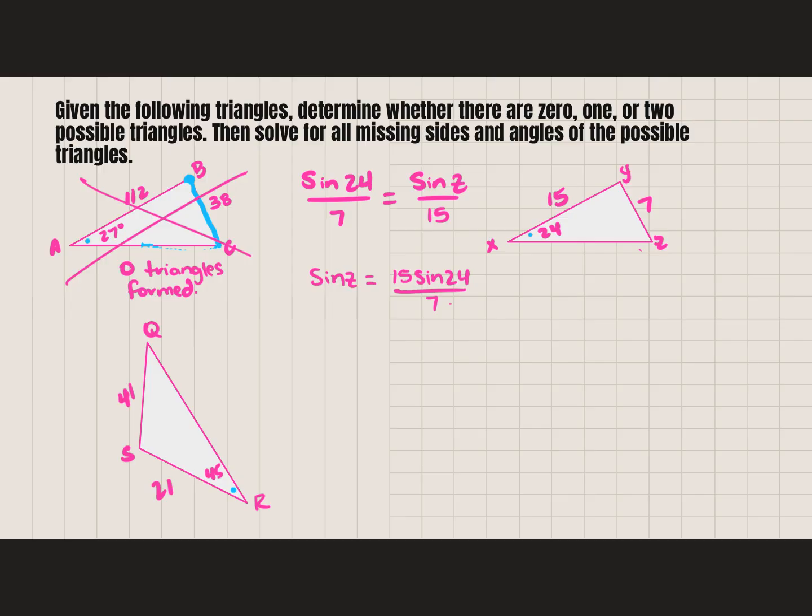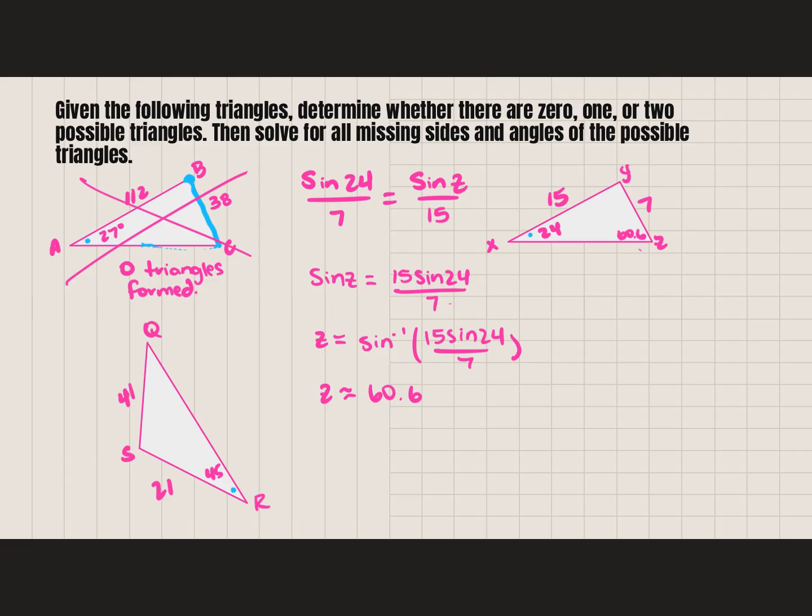And I'm going to use my inverse sine. So Z equals inverse sine of 15 sine of 24 over 7. And in this case, I actually end up getting 60.6 degrees if I round to 3 significant figures. So I'm getting that this angle Z here is 60.6 degrees, right? And I can use that then to solve for the rest of the triangle.